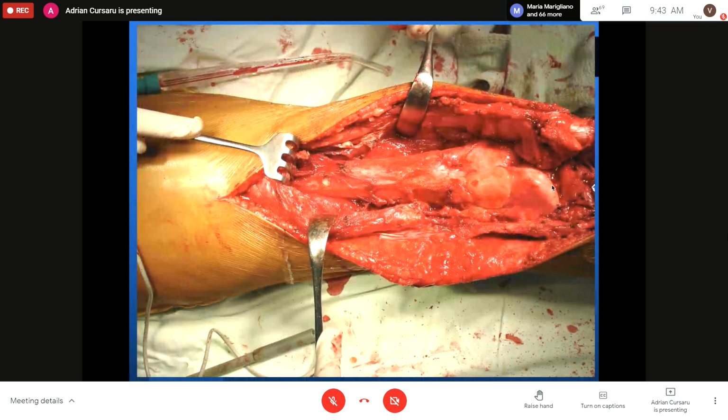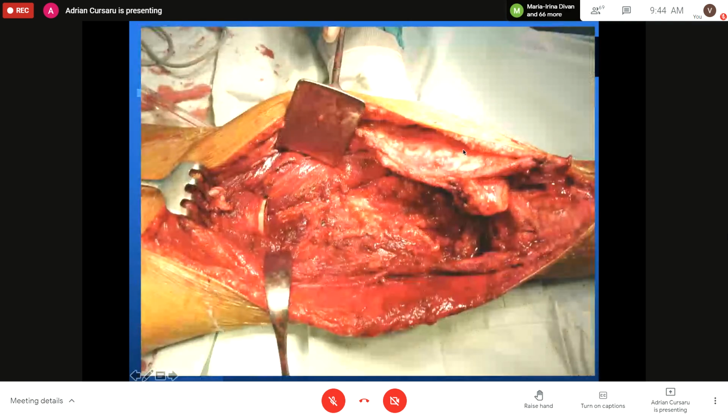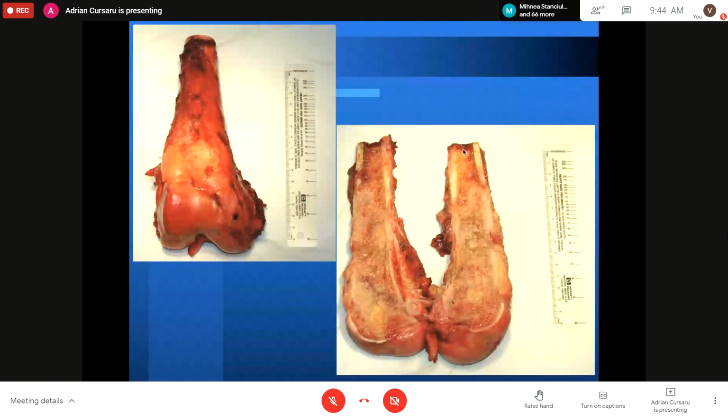Here we have the surgical time, the surgical intervention, the surgical view, you can see the abnormal tissues around the femur that we have to remove. That was after removing all the tumor, the bone tumor and the soft tissue extension.